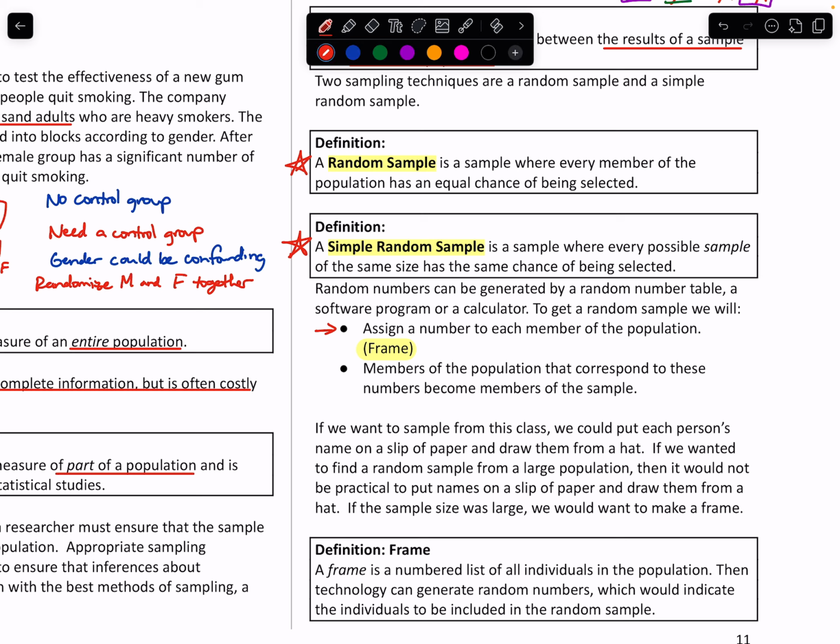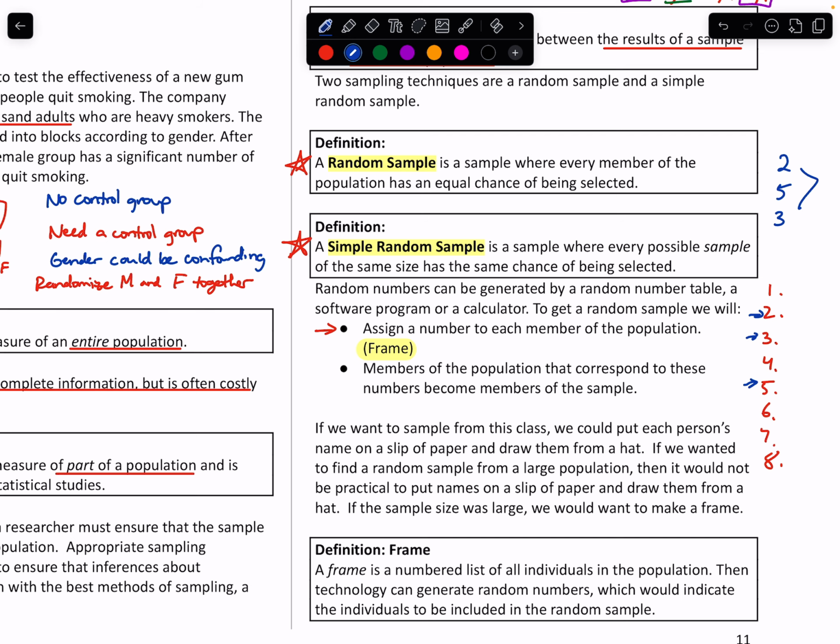So for example, in our class, right, we have 8 people. Each of you would get a number. And then I roll a random number generator, and it tells me I'm going to use number 2, number 5, and number 3, right? So those 3 people become my sample. And 2, 5, and 3 just tell me who I'm picking.